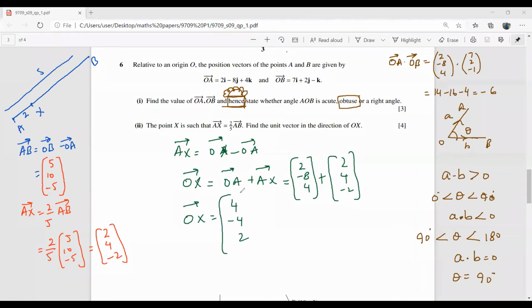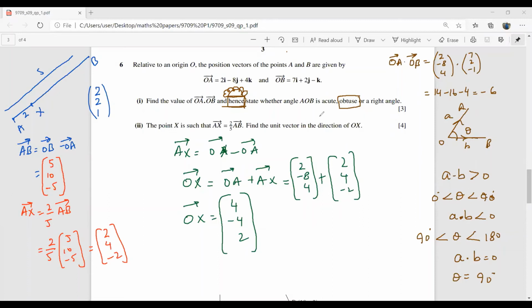Can someone tell me without any working what is the magnitude of OX? Do you remember the magnitude of two twos and a one? This is very frequently used, this two twos and a one. Yes, what is the magnitude? 3, exactly. So when there are two twos and a 1, the magnitude is 3. So here the magnitude will be 6. You can always find this if you want.